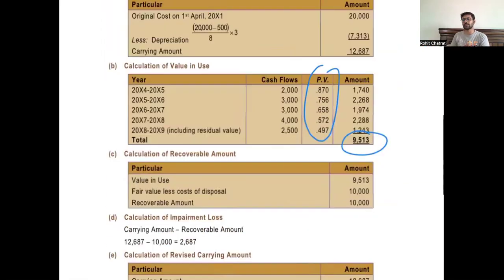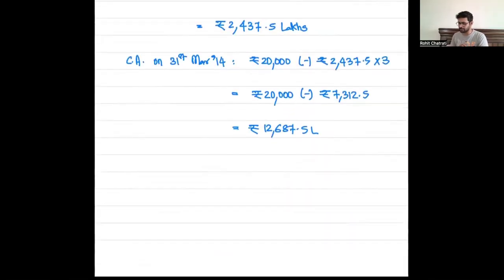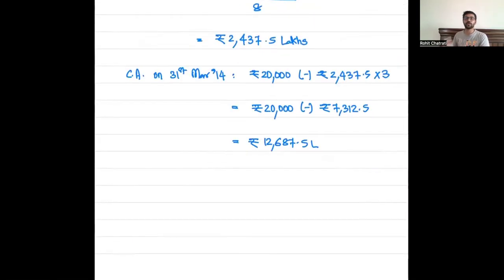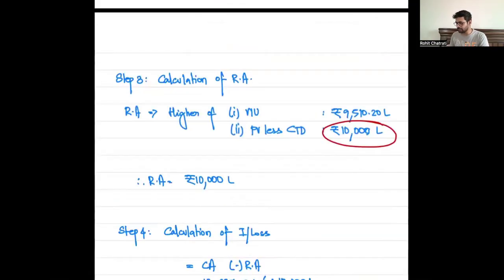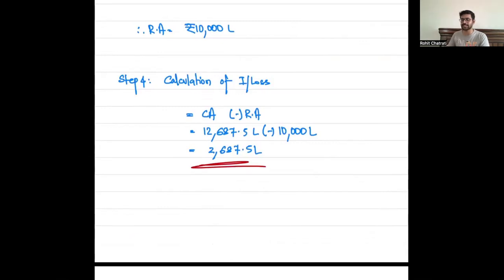The question required us to calculate the revised carrying amount and the revised depreciation. The original carrying amount before we recognized impairment was 12,687.5 lakhs. After I charge an impairment of 2,687, I'm reducing the asset by 2,687. Therefore, the revised carrying amount will be equal to 12,687 less 2,687, which is 10,000 lakhs, which is also equal to the recoverable amount.